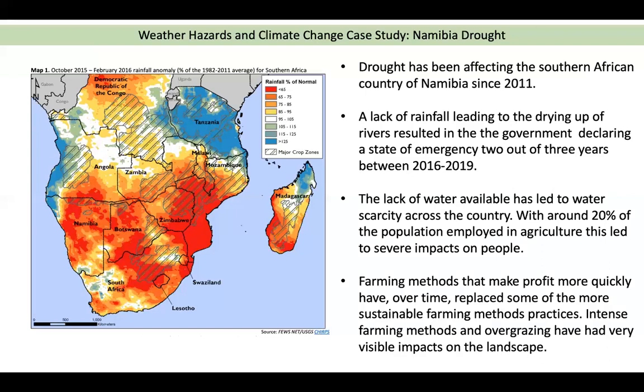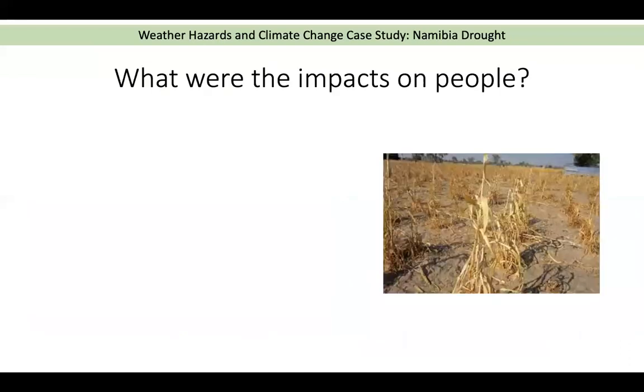Farming methods that make profit more quickly have, over time, replaced some of the more sustainable farming practices. Intense farming methods and overgrazing have had very visible impacts on the landscape. Okay, so these are all causes for the drought that has occurred in Namibia since 2011. So what have some of the impacts on the people been?